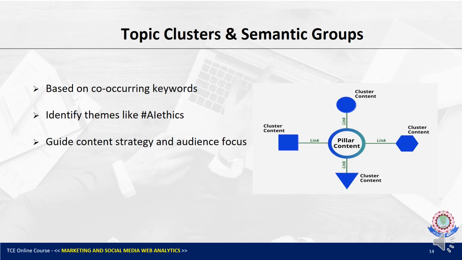Topic clusters and semantic groups. Topic clusters emerge from co-occurring keywords like AI ethics, data privacy, and transparency. These reveal how language and ideas connect in online discourse. Understanding these clusters helps tailor content strategies to match audience vocabulary and interests.